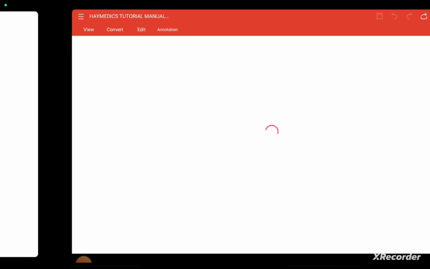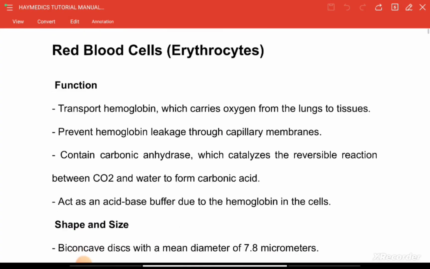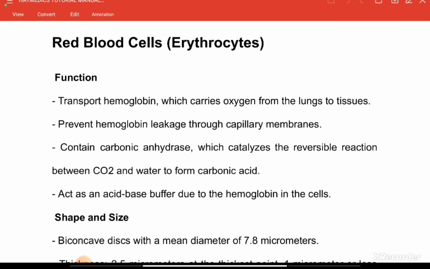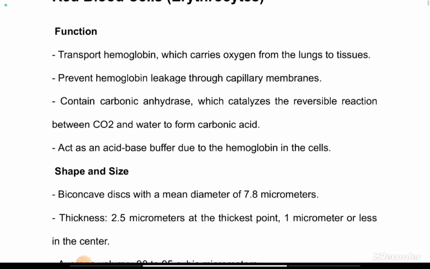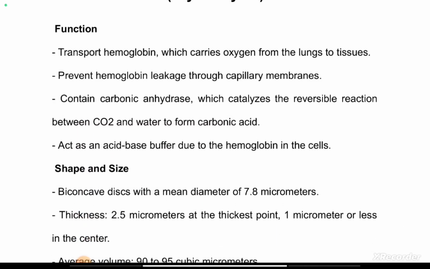The concentration of both the red blood cell and the hemoglobin has been discussed. So, the function of the red blood cell: it transports hemoglobin, which carries oxygen from the lungs to the tissues, and prevents hemoglobin leakage through capillary membranes. It contains carbonic anhydrase, which catalyzes the reversible reaction between CO2 and water to form carbonic acid. So this has been explained.